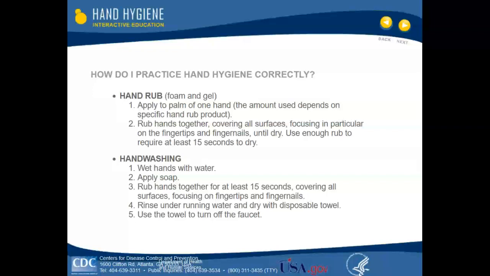For hand washing, you would wet your hands with water, apply soap, rub hands together for at least 15 seconds, covering all surfaces, focusing on fingertips and fingernails, and rinse under running water and dry with a disposable towel. Use a separate towel to turn off the faucet.